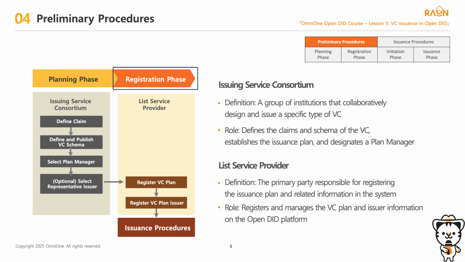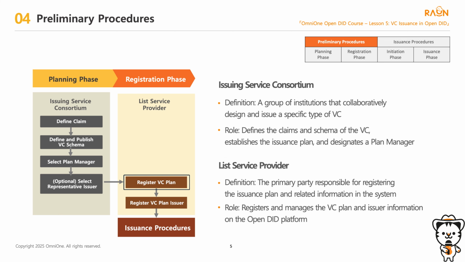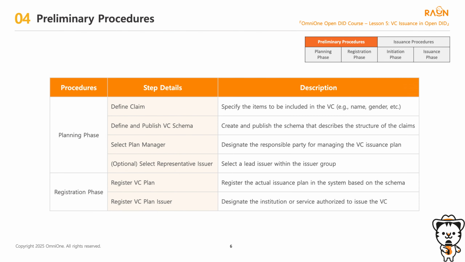Then comes the registration stage. Here, a listing entity is introduced. This entity is responsible for registering and managing VC plans and related information in the system. Think of it like a central platform managing a list of diploma issuance services from multiple universities. The defined VC plan is registered by the listing entity, and authorized issuers are also designated and registered. Once both the planning and registration steps are completed, the preliminary procedures end. And we move on to the issuance procedures.